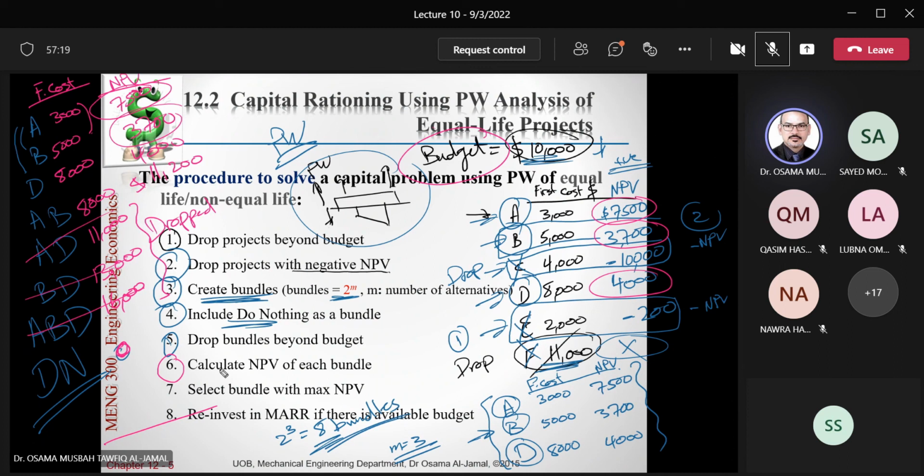Calculating MPV for each bundle. We've done this now. Select the bundle with the maximum MPV. Between what we have now, which one is the maximum? From here, AB. So select bundle AB. That's what we are going to do. Select bundle AB.